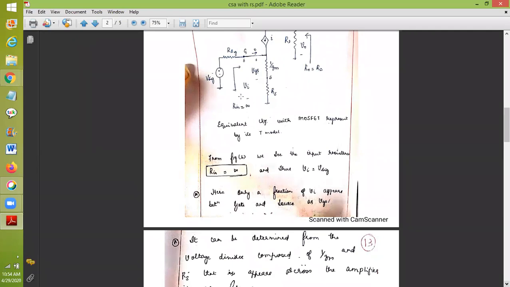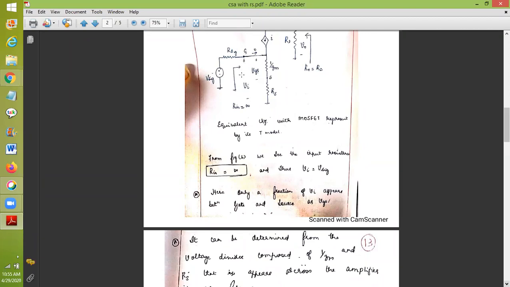Now the first parameter is the input resistance Rin. How to find the input resistance Rin? View the circuitry from here. I have shown the arrow here. After V signal and R signal, you view the resistance here. That becomes your input resistance Rin. Followed? So input resistance Rin is nothing but Rg.